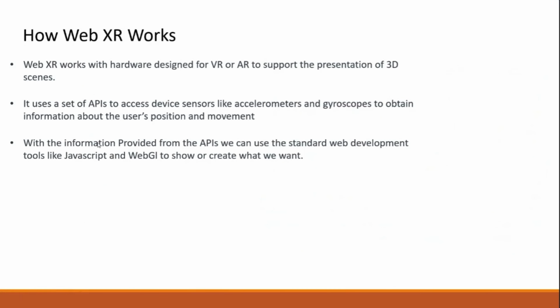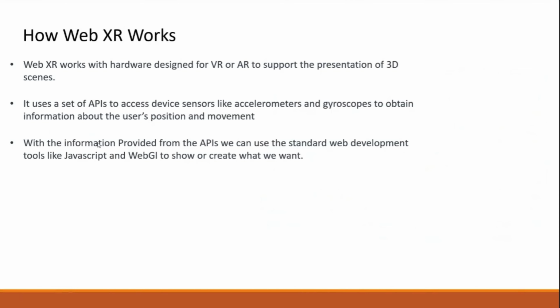Now, how does WebXR work? WebXR is a web API that is designed for VR or AR support, for the presentation of 3D scenes. It uses a set of APIs to access device sensors like accelerometers or gyroscopes from devices such as headsets and even our mobile phones.